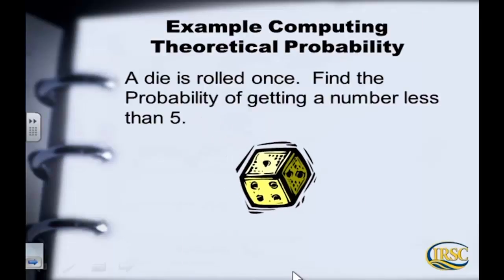So if a die is rolled once, find the probability of getting a number less than 5. So we're looking at a 6-sided die here. And so if we're looking for the probability that we'll get a number less than 5, then I want you to think about what this means in words first before you try to figure out the answer.